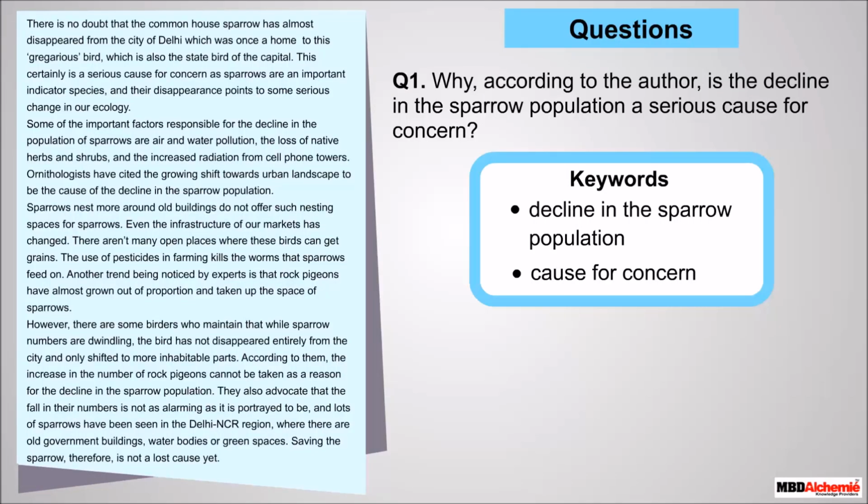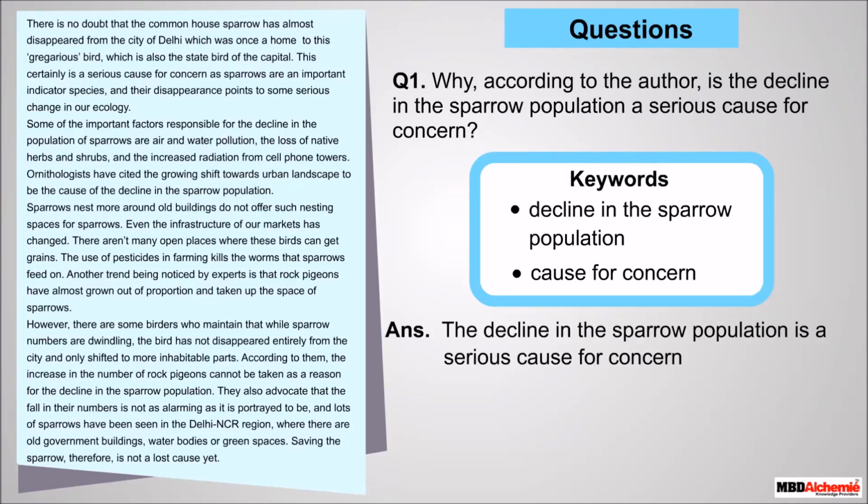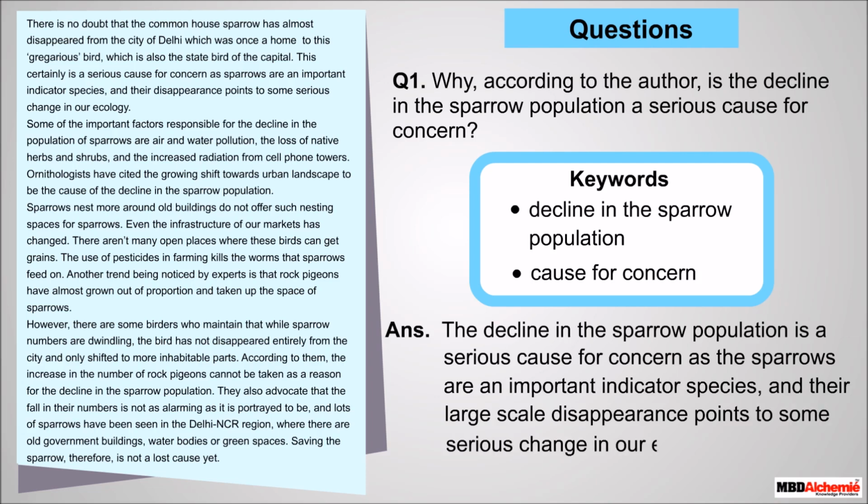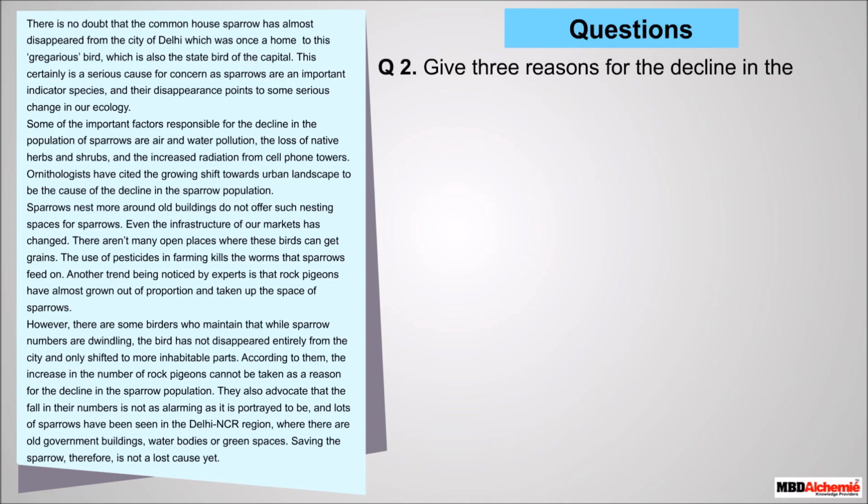So the answer to the first question will be, the decline in the sparrow population is a serious cause for concern, as the sparrows are an important indicator species and their large-scale disappearance points to some serious change in our ecosystem. Now let's move on to the second question, which is, give 3 reasons for the decline in the sparrow population.